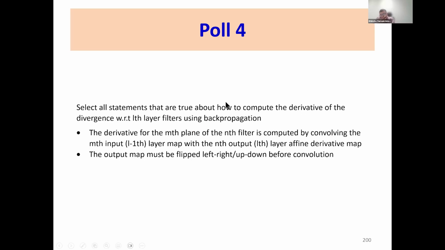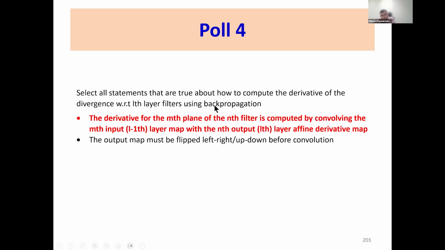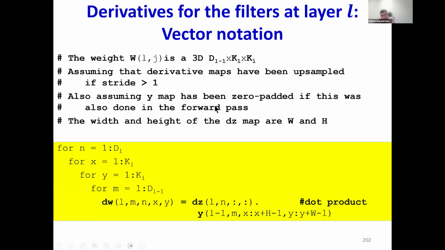Okay. All right. So is the first statement true? The derivative of the nth channel of the nth filter is computed by convolving the nth input channel with the nth output layer derivative map. And does it need any flipping? No, right? So the first is true and the second is false.